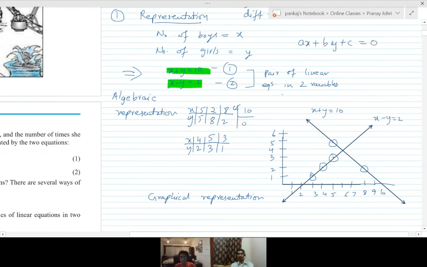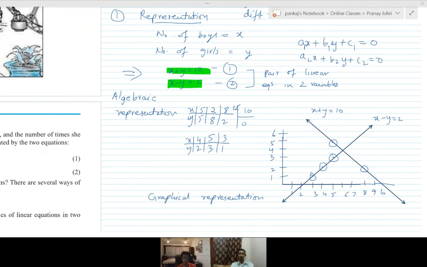If we have two equations, then we can write this as the general equation. You can put this down. Now, graphical is done.